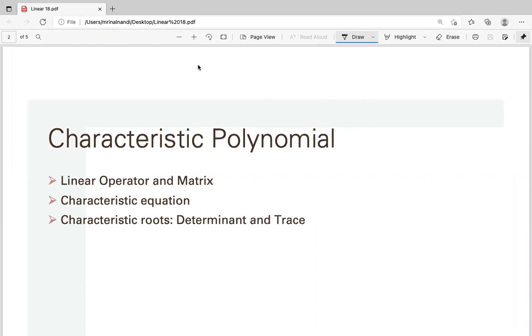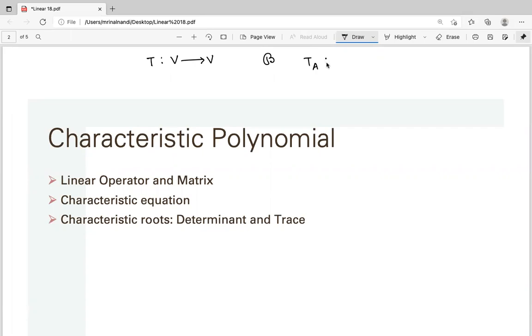We know that if V is a vector space, then any linear transformation from V to V, with the same domain and codomain, is called an operator. Now, if V is a finite dimensional vector space, then under a basis, this T actually corresponds to a matrix. This T corresponds to a matrix A.